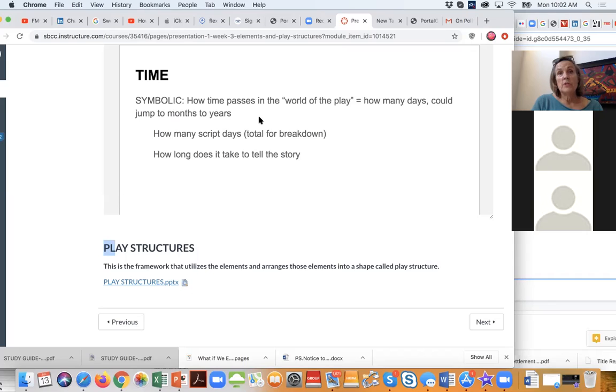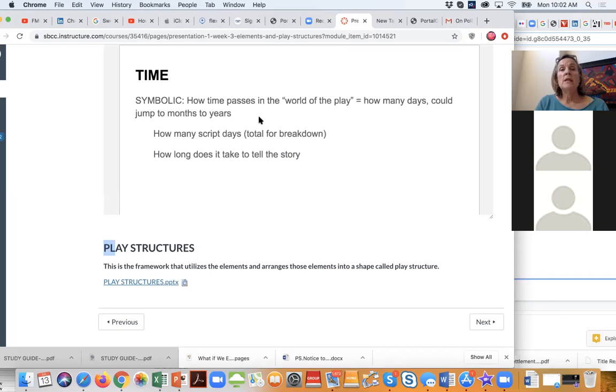Time also is one of these complexities. So it's symbolic, how time passes in the world of the play. Like, does it go very, very quickly? Does everything take place in one day? Aristotle's unity of time, place, and action, where you would sit in the theater, and the play would take place for exactly the amount of time that you're sitting in the theater. So every minute in the play is exactly the same as the minute that the audience is sitting in the chair. So that would be unity of time.